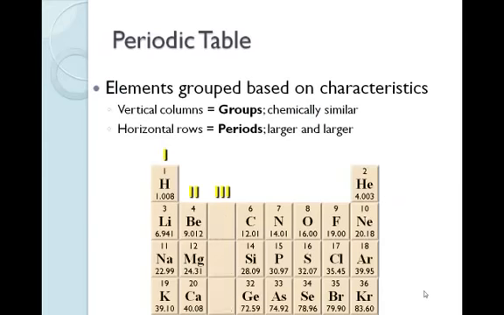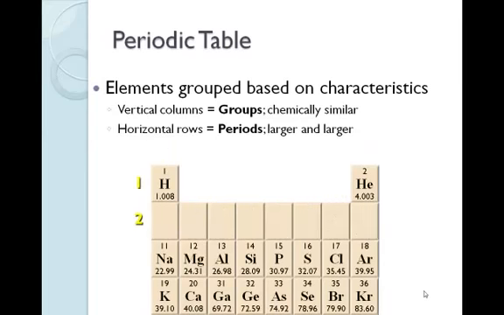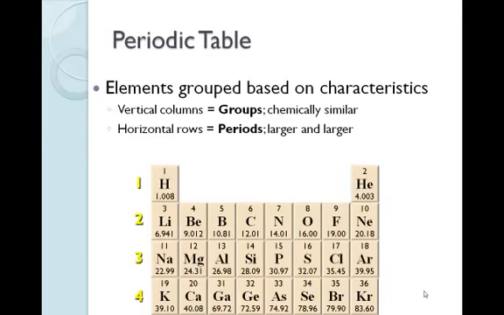This diagram shows an abbreviated version of the periodic table. The periodic table is a list of all of the known elements. The periodic table is grouped into vertical groups of elements that share chemical properties, and the horizontal rows that represent increasingly larger groups of elements.